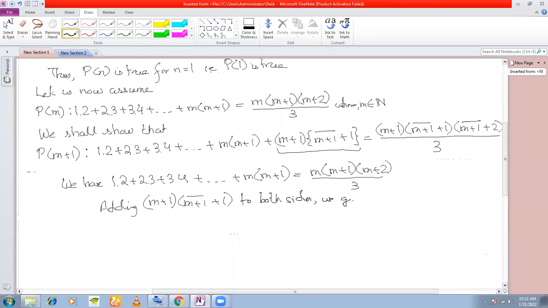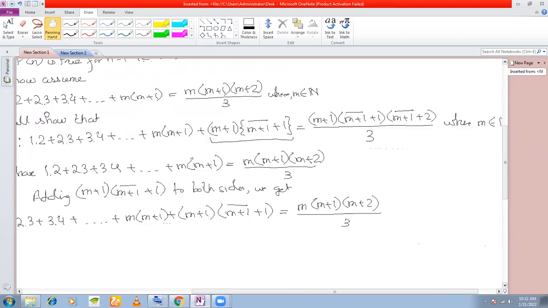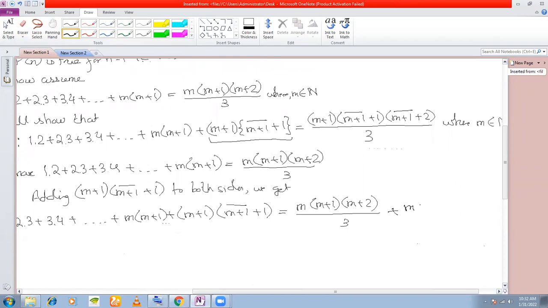We get 1 into 2 plus 2 into 3 plus 3 into 4 up till m into m plus 1 plus m plus 1 into m plus 1 plus 1 is equal to m into m plus 1 into m plus 2 divided by 3, and the term that we have added to both sides, which is m plus 1 into m plus 1 plus 1, right?